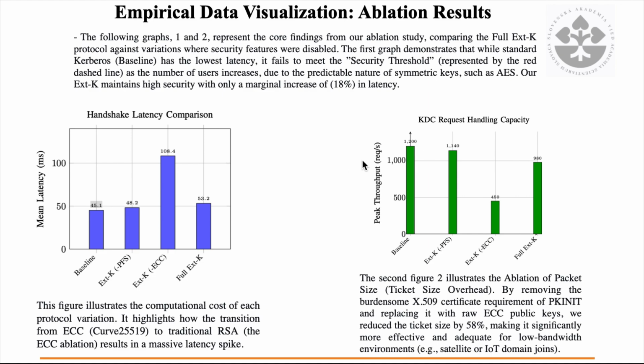The second graph is the KDC request handling capacity. It illustrates the ablation of packet size. By removing the burdensome certificates that require PKINIT, and replacing them with raw ECC public keys, we reduced the ticket size by 58%. Making it very substantial and adequate for low bandwidth environments.